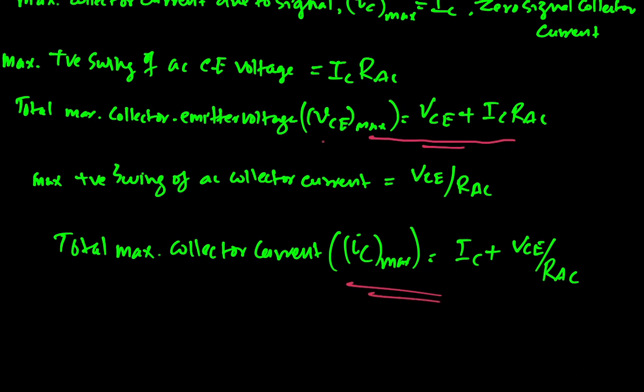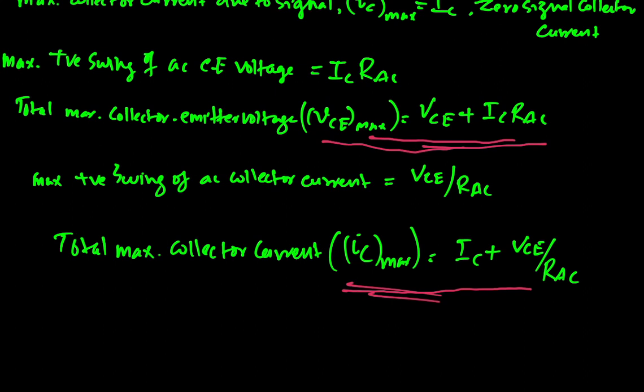So this is the maximum collector emitter voltage when signal is applied, and this is the maximum collector current when signal is applied. The first terms in those two expressions are due to the DC, and the second terms are the maximum values due to the AC signal.